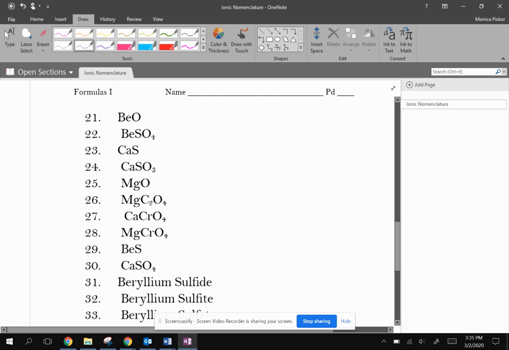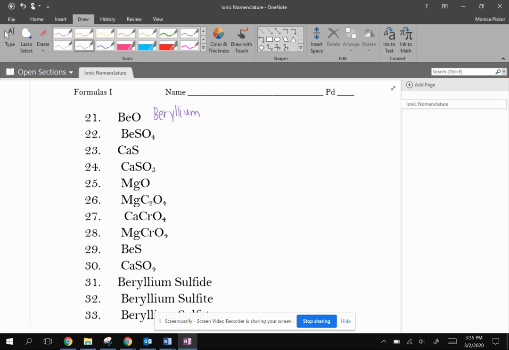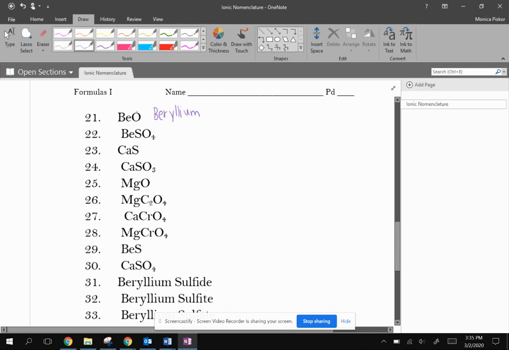So look at number 21. Be is beryllium. I'm probably spelling this wrong, but it's okay. Beryllium, and it is in group 2A. All of the elements in group 2A have a 2 positive charge, so I don't have to write beryllium 2, just regular beryllium. Oxygen is a nonmetal, but it's bonded to a metal, so we're going to change the ending to IDE. So it becomes beryllium oxide.